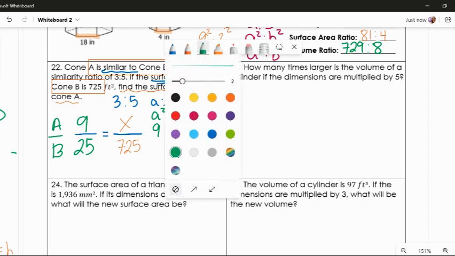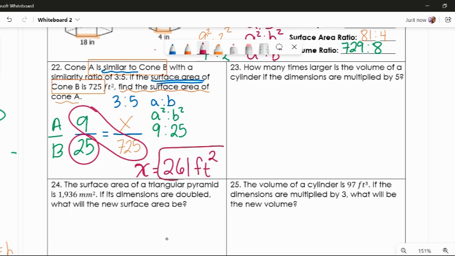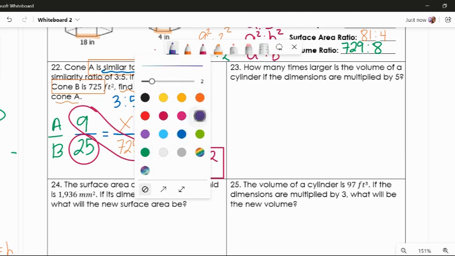My favorite way to solve proportions is just to cross multiply and divide. So we're going to cross multiply in the direction that does not have the variable and divide by the other number. So X is going to equal 9 times 725 divided by 25. When I do that, I get 261. What kind of feet is it if it's area? Square feet. So 261 square feet is the surface area of cone A. Okay. If you don't like the cross multiply and divide, you can do regular cross multiplication. It'll just take you an extra step, but you should get the same correct answer. Let's try another problem.